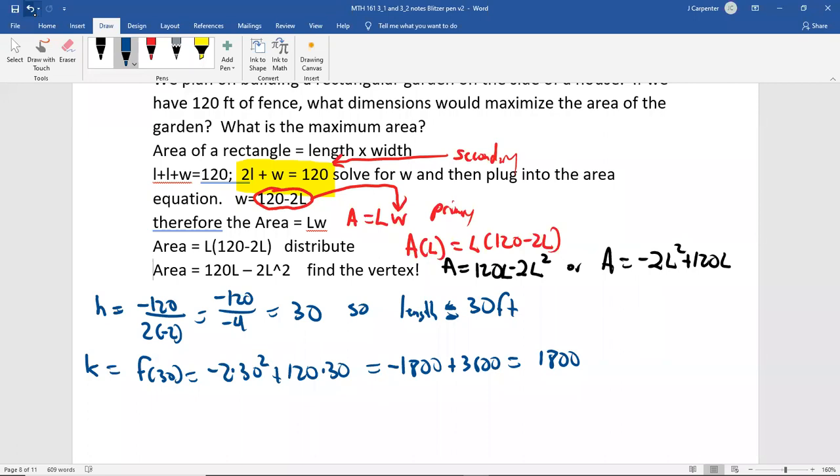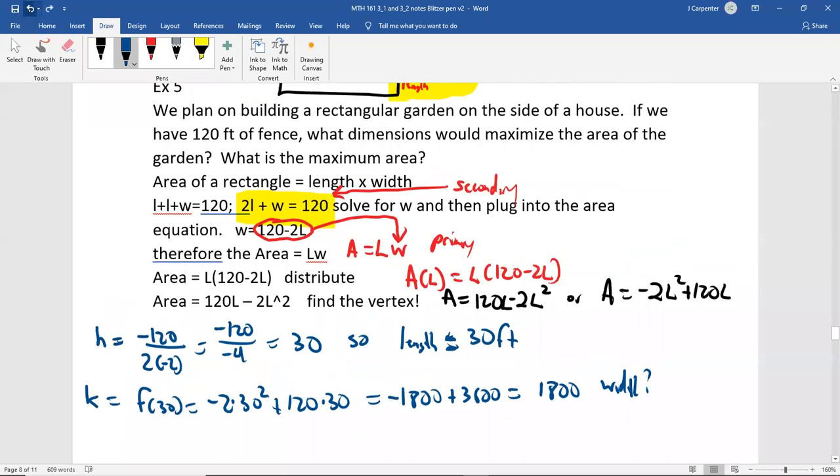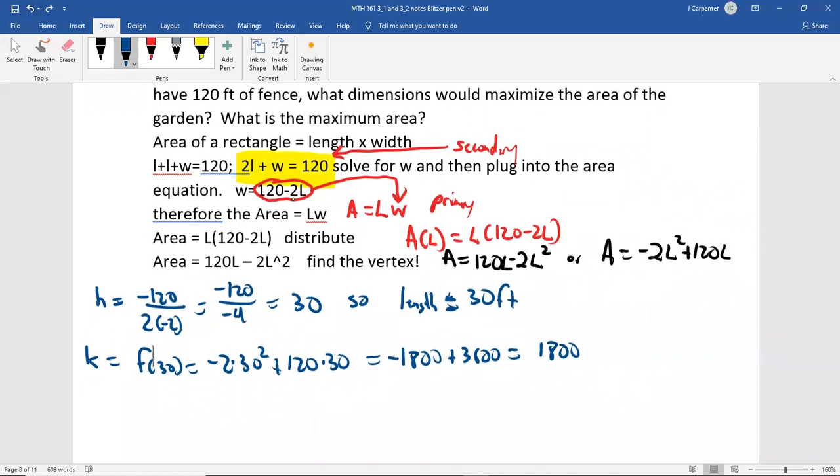Now, if you think this is the width, that would not even be possible because we only had 120 feet of fence. So how is the width 1,800 feet? So that's not possible for it to be the width. Remember that the K, the output, is the maximum thing. And the equation we were relating this was the area. So this is the max area.